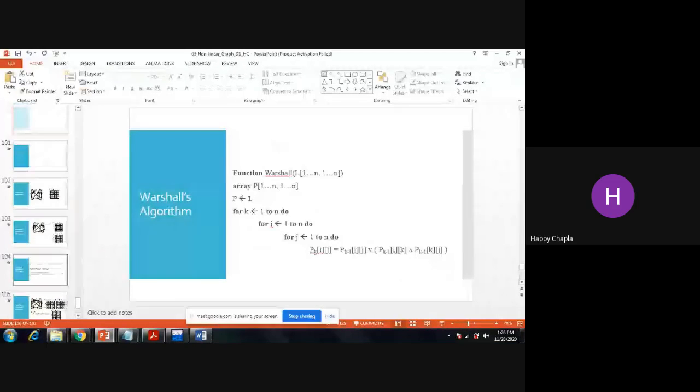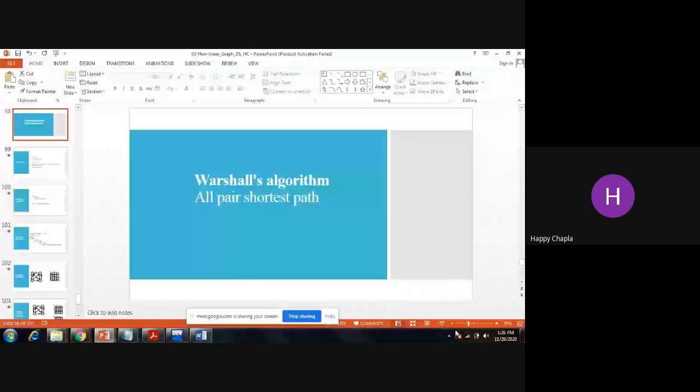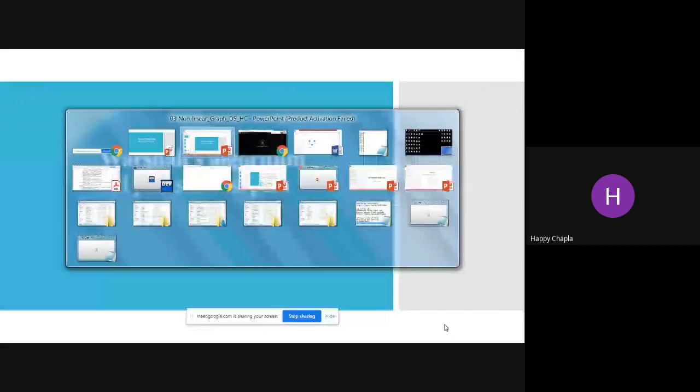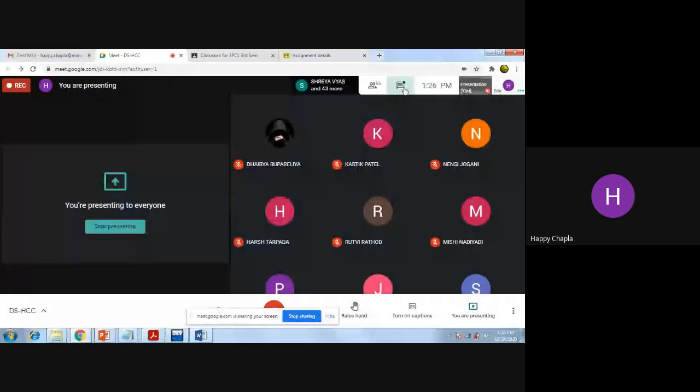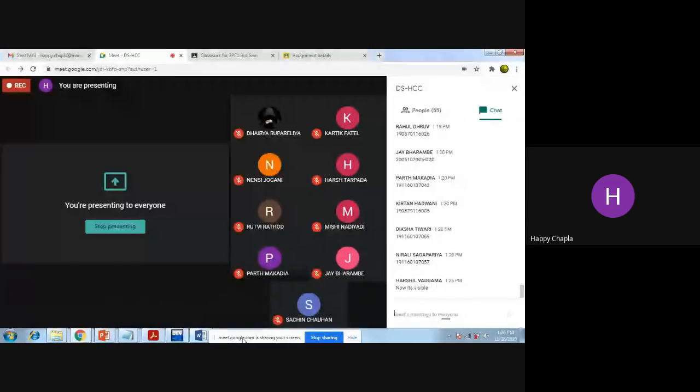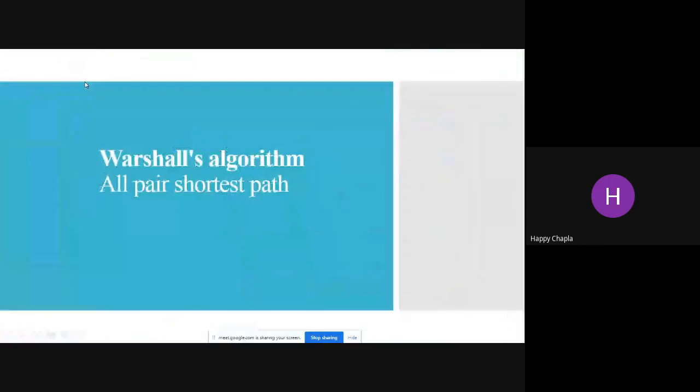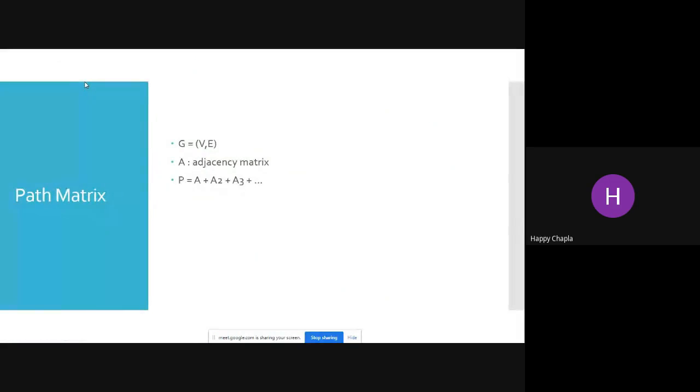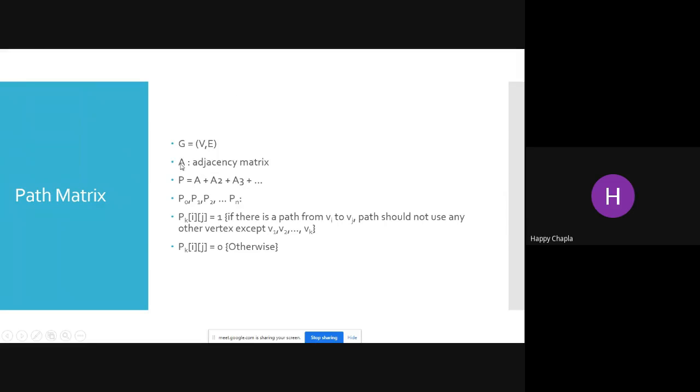Okay, so how does Warshall's algorithm for all pairs shortest path work? Now, how can we design the path matrix? The adjacency matrix is A. The path matrix P is equal to A plus A2 plus A3 up to A^N. And how can we define our path matrix with 0, 1, 2, up to N?